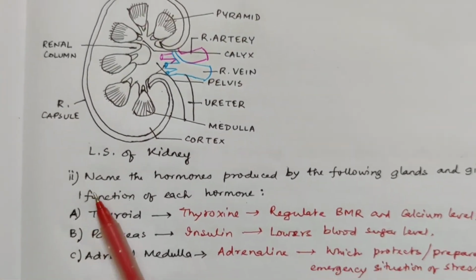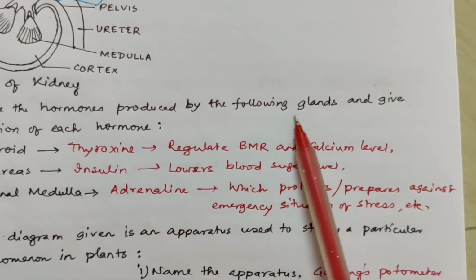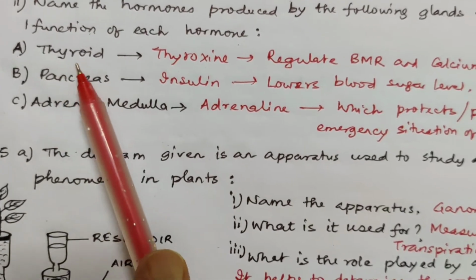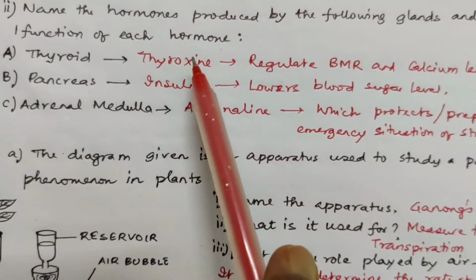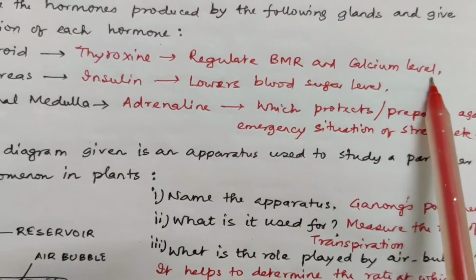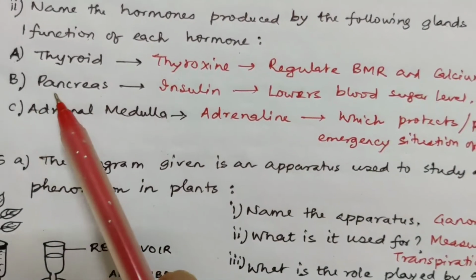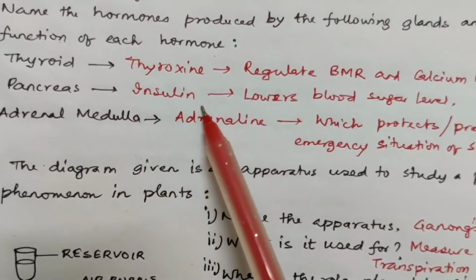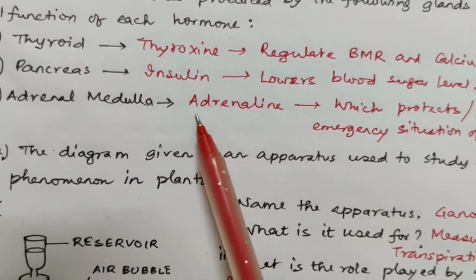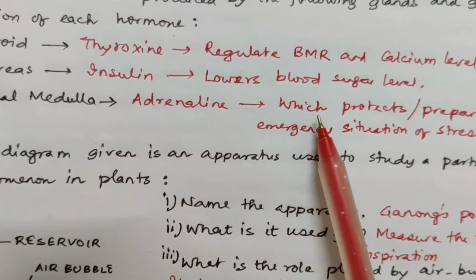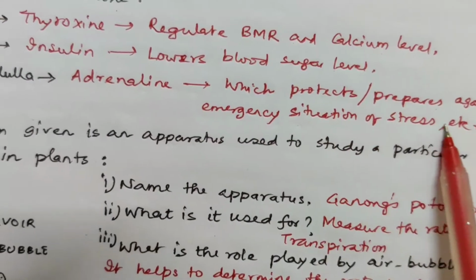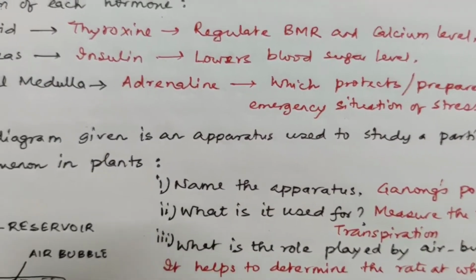Next question is, name the hormones produced by the following glands and give one function of each hormone. Number 1 is thyroid. Thyroid produces thyroxine, which regulates the basal metabolic rate and calcium level. Pancreas secretes insulin, which lowers the blood sugar level. Adrenal medulla secretes adrenaline or epinephrine, which prepares the body against emergency situations of stress, etc.